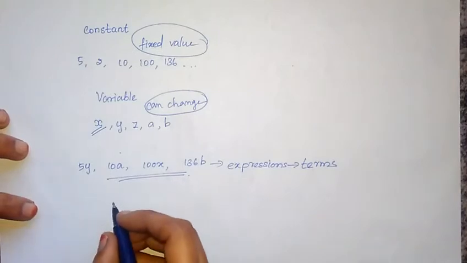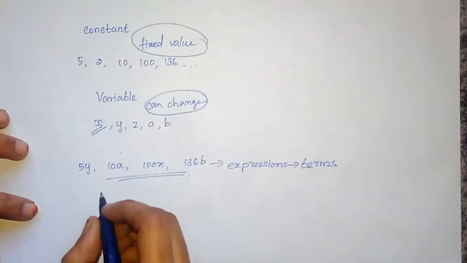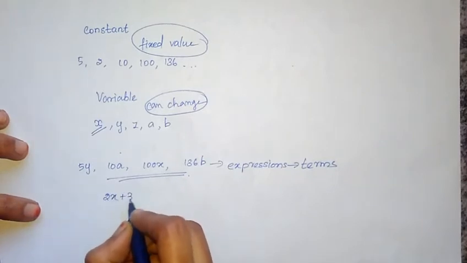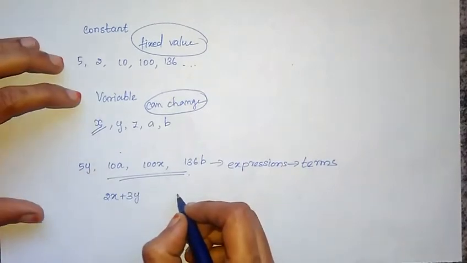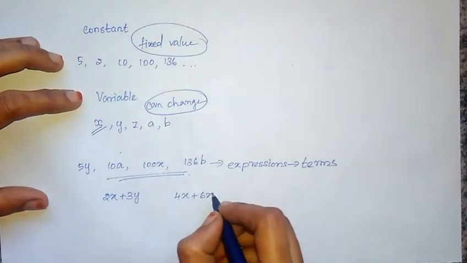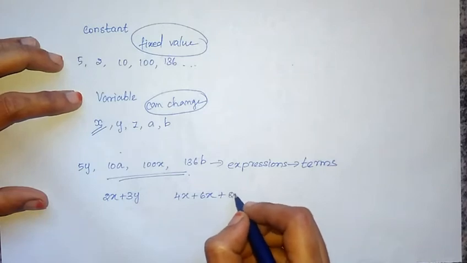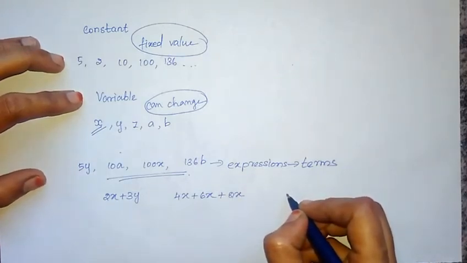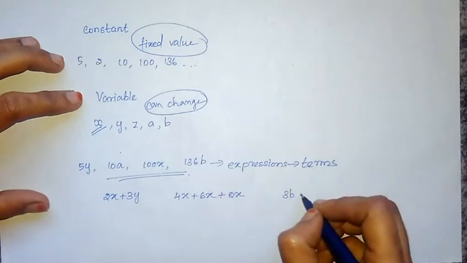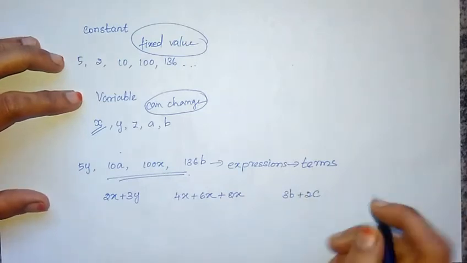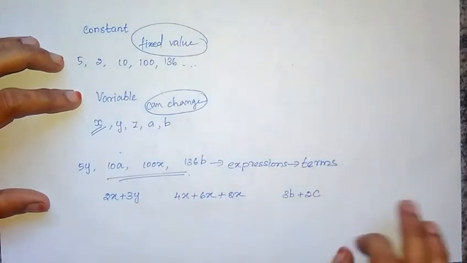Now, I am going to form some polynomials. 2x plus 3y, 4x plus 6x plus 2x, 3b plus 2c. So these are some polynomials.